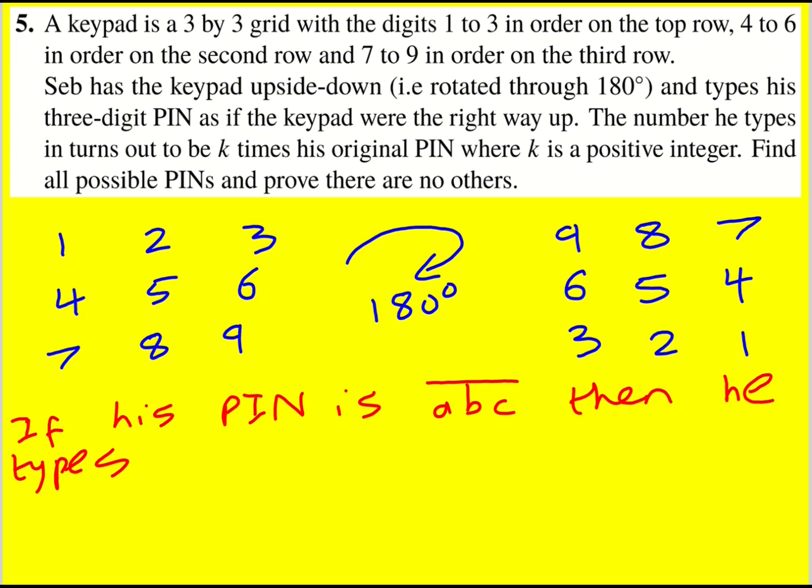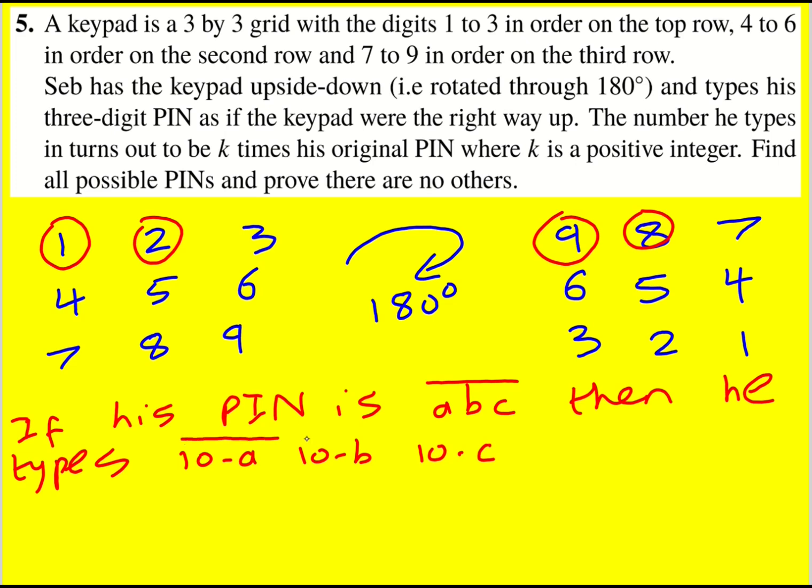This is when you have to try and get a relationship between the left-hand side and the right-hand side. And what you actually see, it takes a bit of time maybe, but they add to 10. 1 plus 9 is 10, 2 plus 8 is 10. The pairs add to 10. So if his PIN was a 2, he would have typed in 8, which is 2 less than 10. So he would type in 10 minus A, 10 minus B, 10 minus C as his PIN.